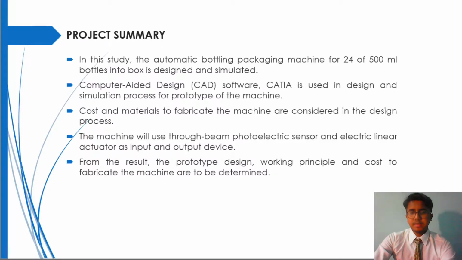In this study, the automatic bottling packaging machine for 24 of 500 ml bottles into a box is designed and simulated. Computer-aided design, or CAD, software such as CATIA, is used in the design and simulation process for the prototype of the machine. Cost and material to fabricate the machine are considered in the design process.